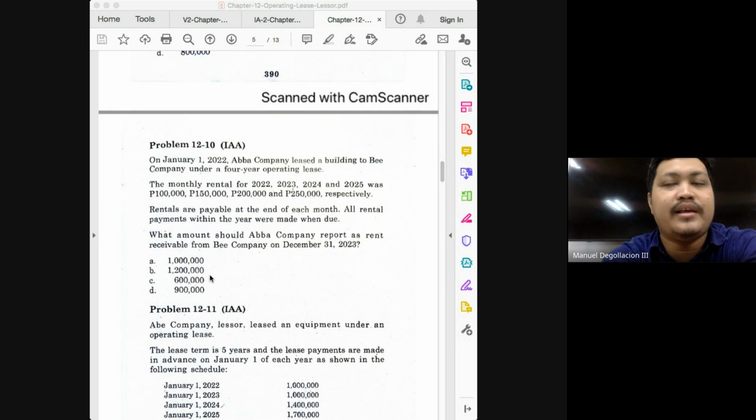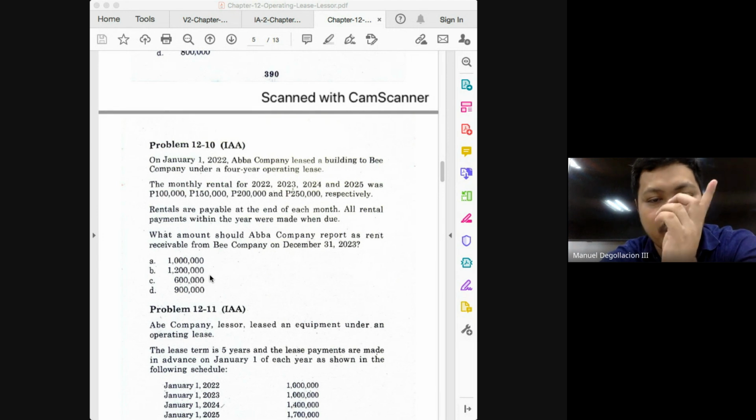But why is that not the answer here? Because the question asks for the rent receivable on 2023. So be careful. What question will result in an answer of 900,000? If you were asked for rent receivable as of December 31, 2022. But since the question is 2023, we have to continue further.